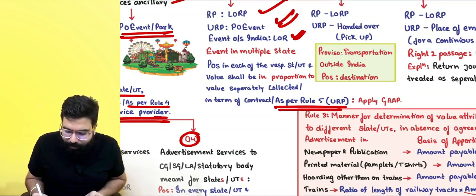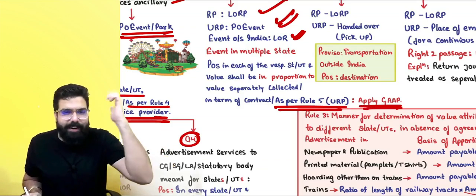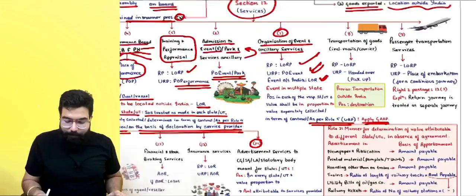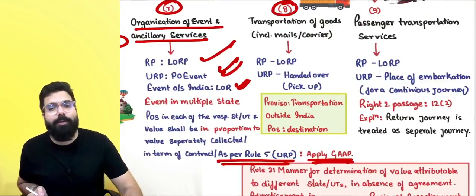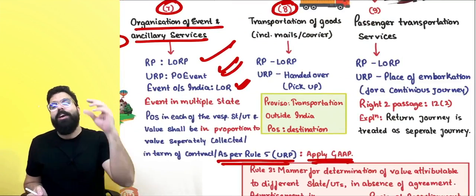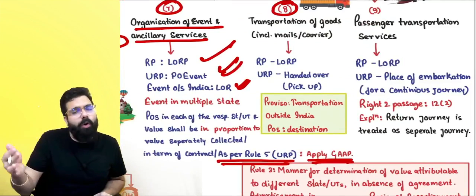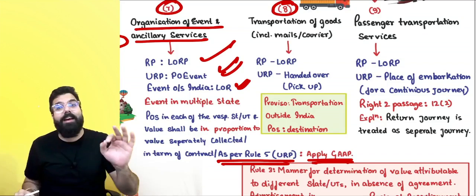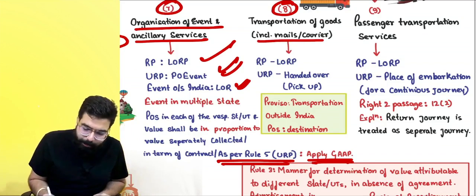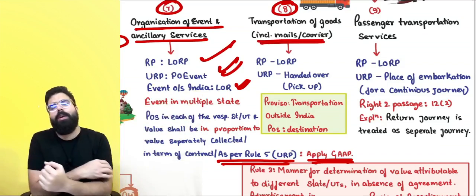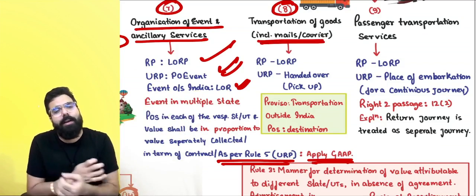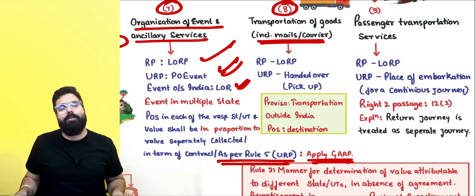Rule number 5 says please go ahead and apply GAAP, generally accepted accounting principles. Now, section number 12.8 talks about transportation of goods. Transportation of goods can be done by road, rail, vessel, anything, including mail and courier. Always remember, if I have given transportation service to anyone and he is a registered person, the location of the registered person becomes the place of supply.